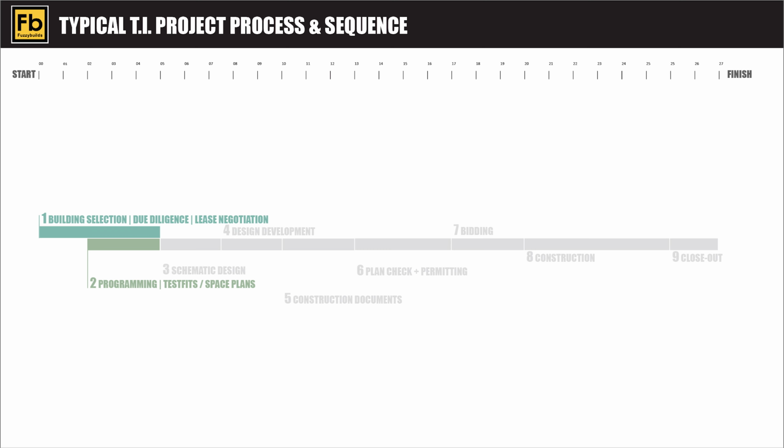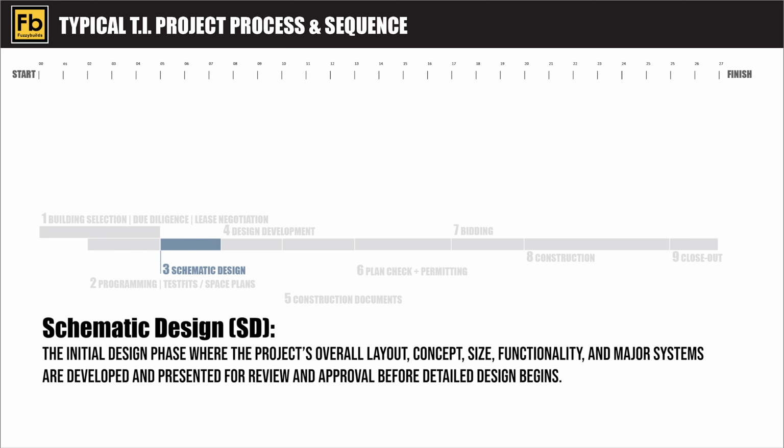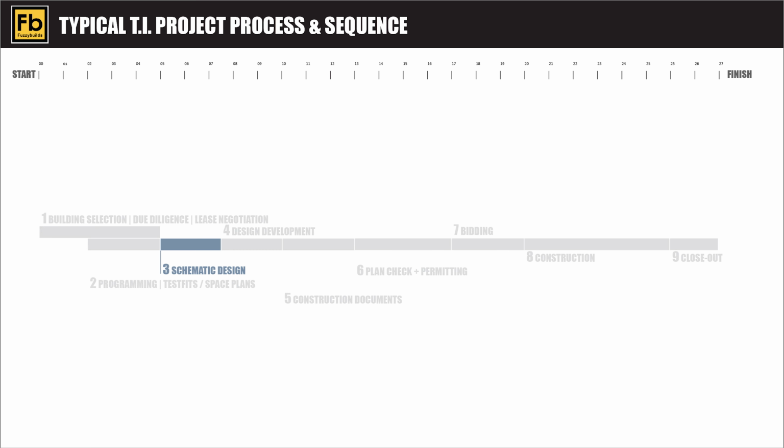Once the building is picked and the lease is signed, we can now move into the schematic design phase. This phase is the initial phase where the project's overall layout, concepts, size, functionality, and major systems are conceptually developed and presented for review and approval. During this phase, a few more of the players on the design side, like consultants and engineers, may be brought on board.